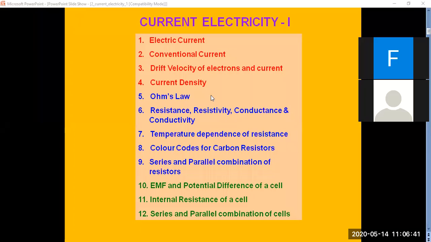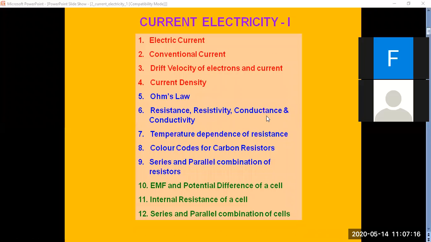Apart from the slide, whatever I am speaking, if you want to write it down, you can. So the first point we are going to learn is electric current. We've already done it. Then we're going to learn about conventional current and what it is. Drift velocity, yesterday it was discussed with you. Current density, Ohm's law. Yesterday we saw V is equal to I into R. That is Ohm's law. The next topic would be resistance, resistivity, conductance, and conductivity.